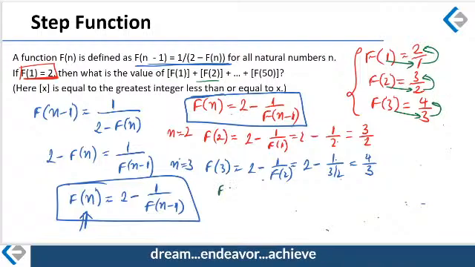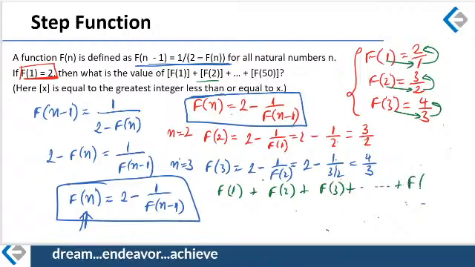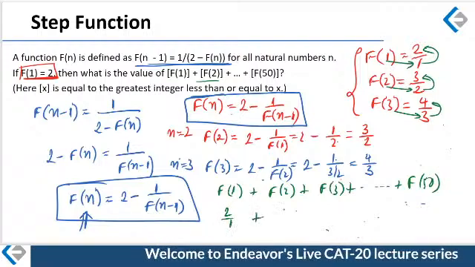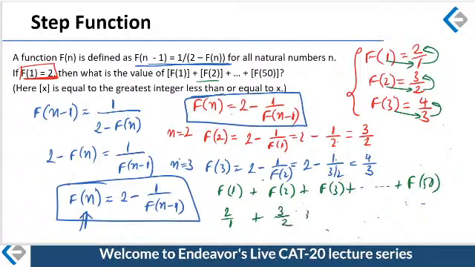Therefore, I wanted to understand what is f of 1. First, let me write f of 1, f of 2, f of 3. Like this, I wanted to write up to f of 50. That's the job. What is f of 1? f of 1 is 2 by 1. What is f of 2? f of 2 is 3 by 2. What is f of 3? f of 3 is 4 by 3. Like this, what is f of 50? 51 by 50. This is what you do there.